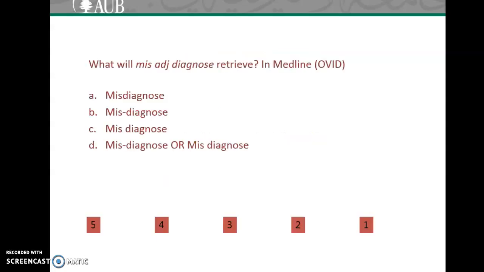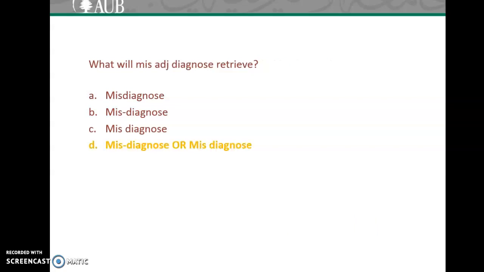What will Miss ADJ diagnose retrieve in MEDLINE? ADJ without any number next to it represents a dash or a space, with miss coming as the first word and diagnose as the second word, not interchangeable.